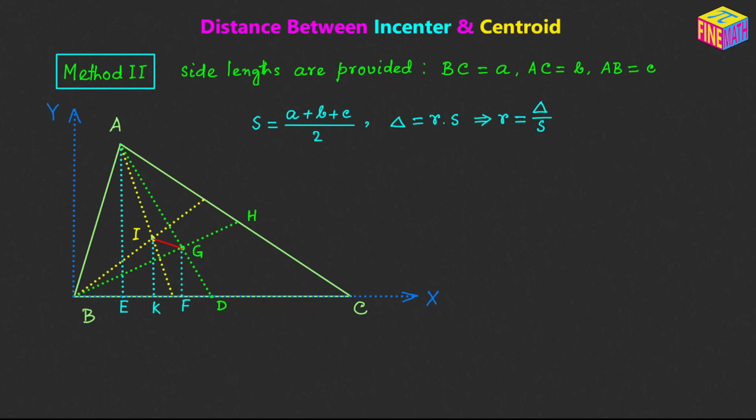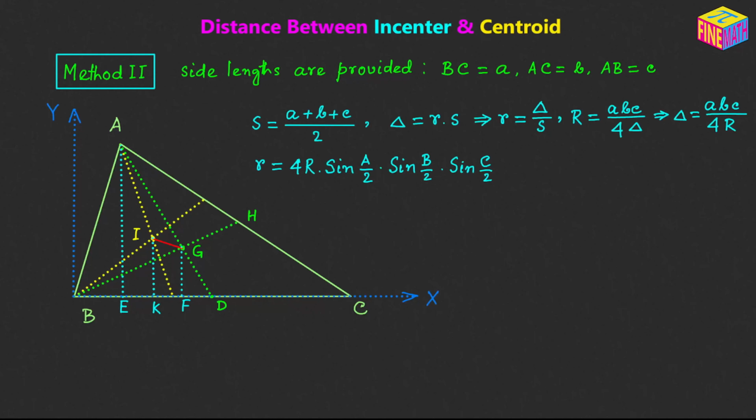The next one we are going to use is something like this, where the uppercase R is the circumradius and that is equal to the product of the three side lengths divided by 4 times the area of the triangle. And from there again we can denote it like this: delta equals a times b times c over 4 times R. Next we are going to use the formula for the inradius. r is equal to 4 times the circumradius times sine of half of A times sine of half of B times sine of half of C.